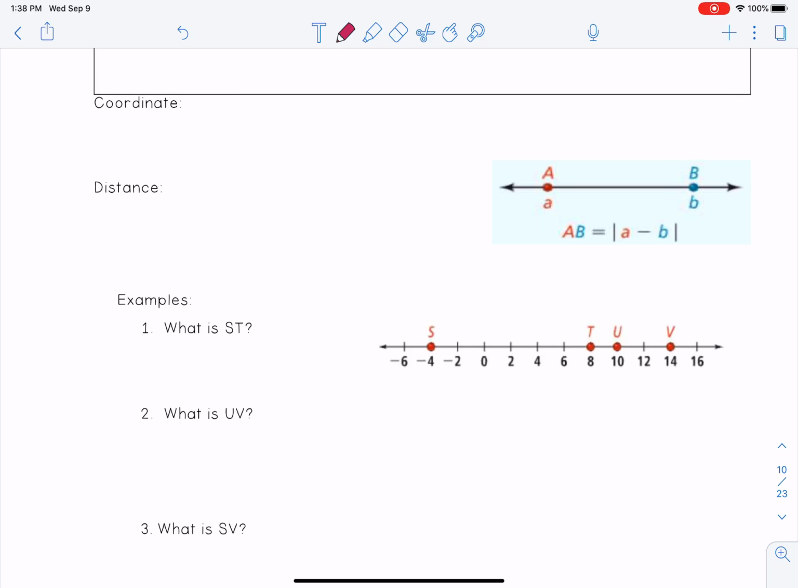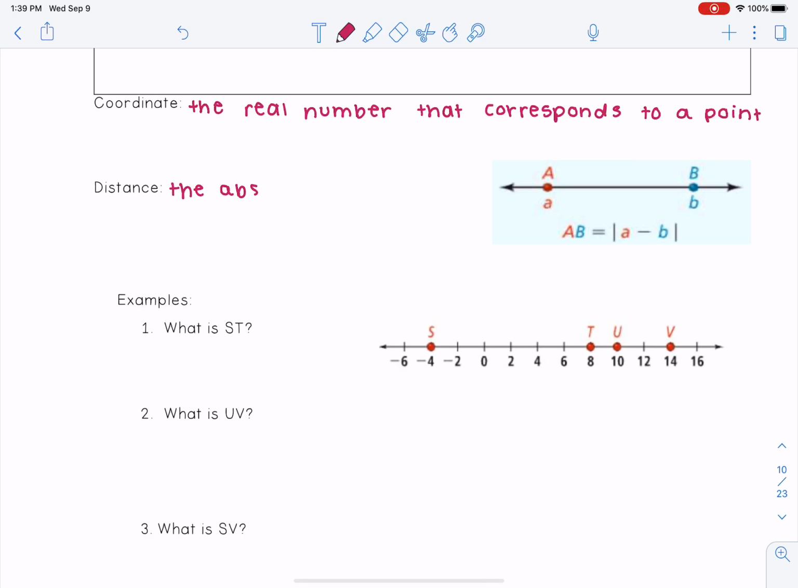So the coordinate is the real number that corresponds to a point. And the distance is the absolute value of the differences of the coordinates.